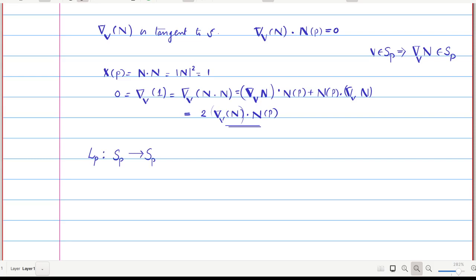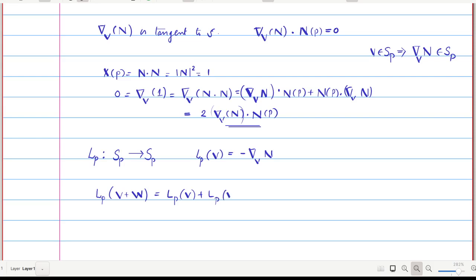This helps us to define a linear map from SP to SP, the tangent space of S at P to itself, defined by LP of any V belonging to SP. The image is minus del V n. So using this idea, we define a map. Then using the properties of del V n, you can easily prove that LP of V plus W is equal to LP of V plus LP of W.